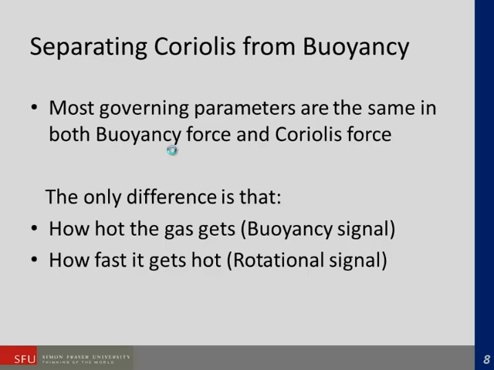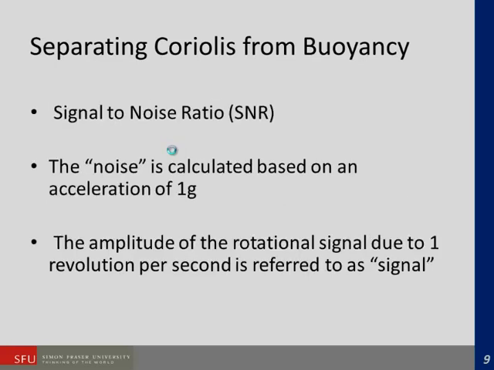This suggests that if we look at a smaller gyro with a higher switching frequency, both the buoyancy signal and the rotational signal will get smaller, but perhaps the buoyancy signal will get smaller faster. Before going through the simulation results and the signal to noise ratio for a smaller gyro with higher switching frequency, I just want to make clear what we refer to as noise and signal here. Noise for us is the signal that we get due to an acceleration of 1g, and the signal is the amplitude of the rotational signal due to 1 revolution per second.